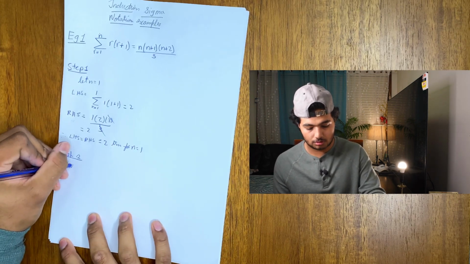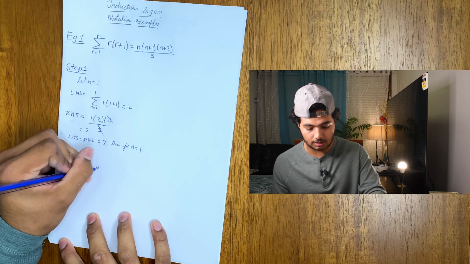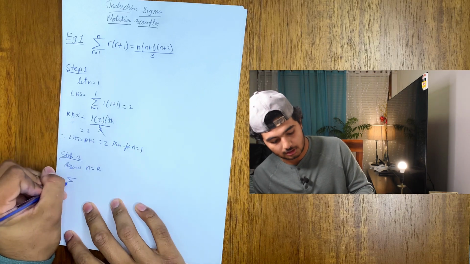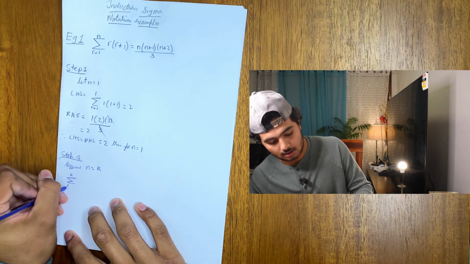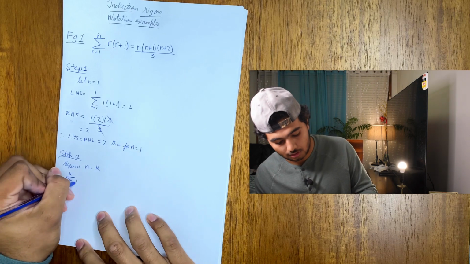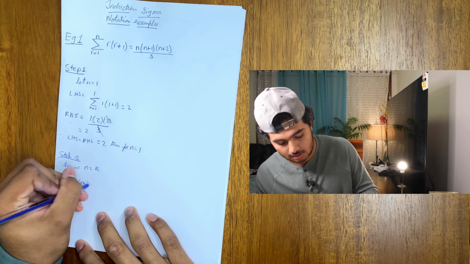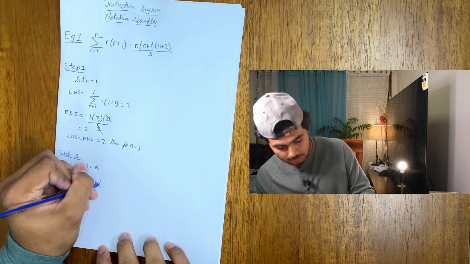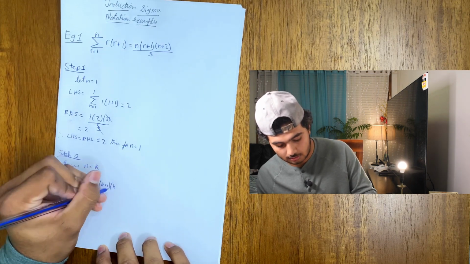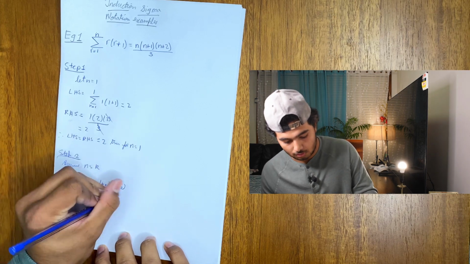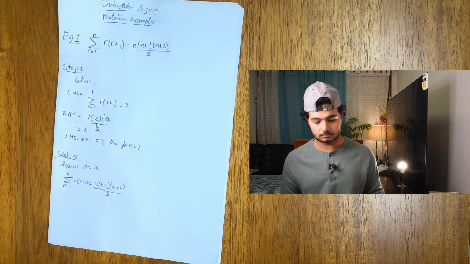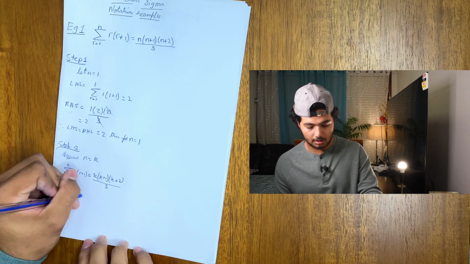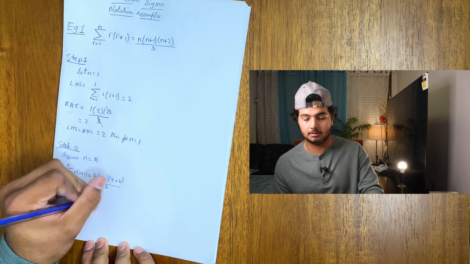Assume n equals to k in this case. N equals to k, same thing. We have sigma k, r equals to 1, r brackets r plus 1 equals to, sub it in here, k brackets k plus 1, k plus 2, all upon 3. Prove for n equals to k plus 1.